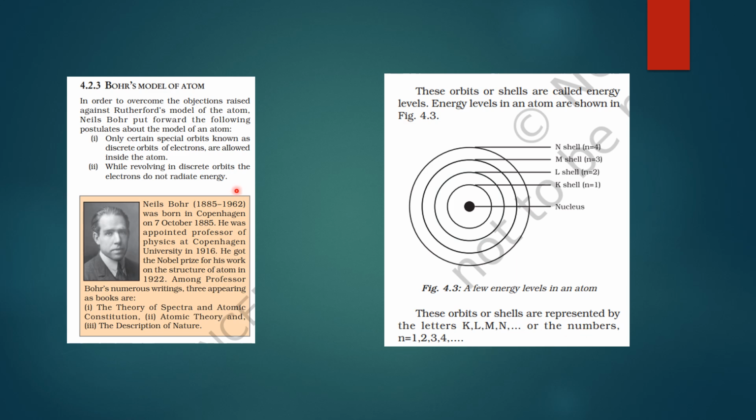And talking about Niels Bohr, he was there from 1885 to 1962. He was born in Copenhagen on 7 October 1885. He was appointed professor of physics at Copenhagen University in 1916. He got Nobel Prize for his work on the structure of atom in 1922. Okay. Among Professor Bohr's numerous writings, three appearing as books are Theory of Spectra and Atomic Constitution, Atomic Theory, and the Description of Nature, right?